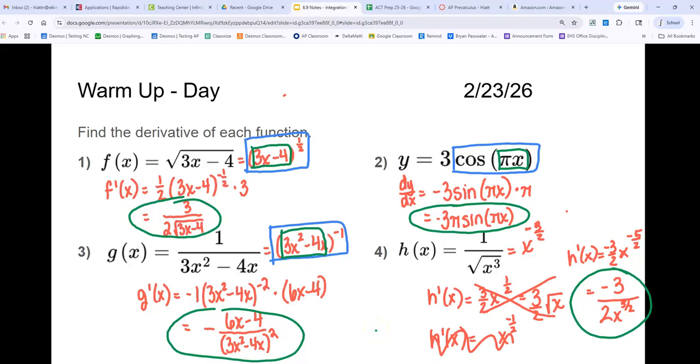And you could use a chain rule for the last one, but I just decided to say that this is x to the negative 3 over 2, in which case you're really just using the power rule. But as you can see, I had some trouble with that because the first time I did it, I forgot my negative right there. And so I got this, which is wrong.